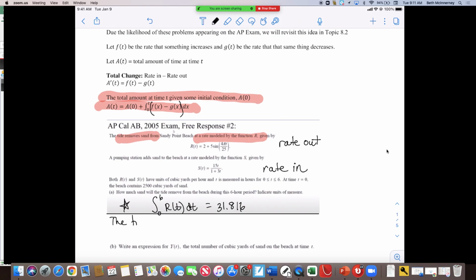So I would always answer this in a sentence. The tide will remove 31.816 cubic yards of sand during this 6-hour period.